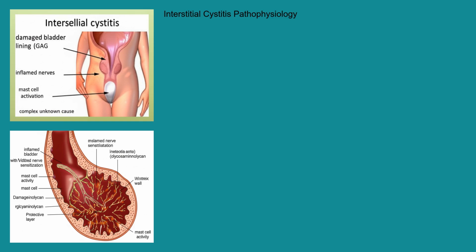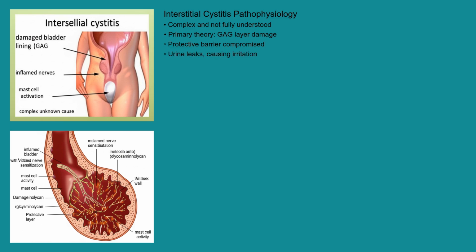The pathophysiology of interstitial cystitis is complex and not fully understood. The primary theory revolves around damage to the glycosaminoglycan, or GAG, layer of the bladder lining. This layer acts as a protective barrier, preventing irritating substances in urine from reaching the underlying bladder tissues. When the GAG layer is compromised, urine can leak through, causing inflammation, irritation, and nerve sensitization. This leads to chronic pain and the urge to urinate frequently.